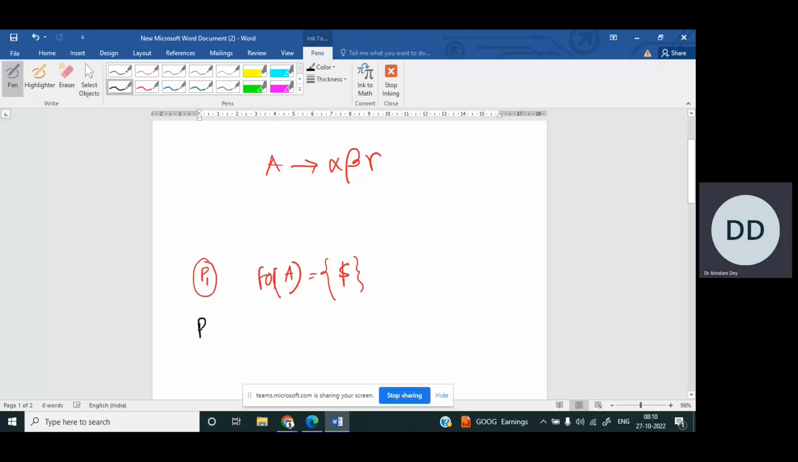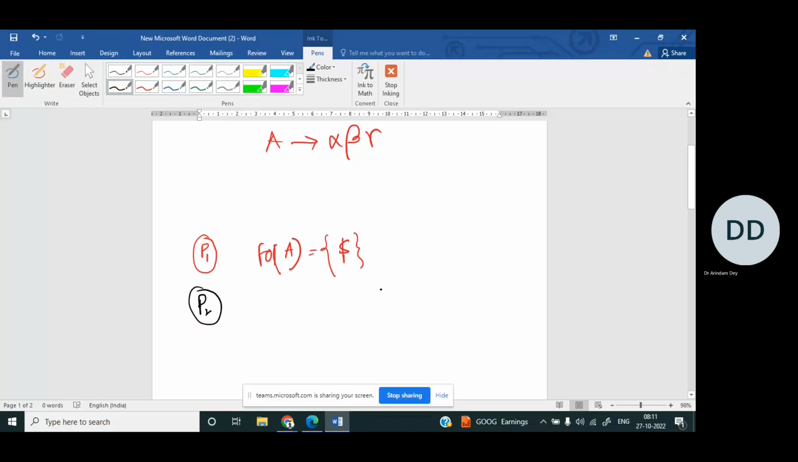The second one, principle number 2. If I have a production in this format, A → alpha beta gamma, correct? Again, I'm writing. If we have a production A → alpha beta gamma, that means three segments are there. Try to remember in this format: segment 1, segment 2, segment 3, right? Then the first of the third segment will be the follow of the second segment.